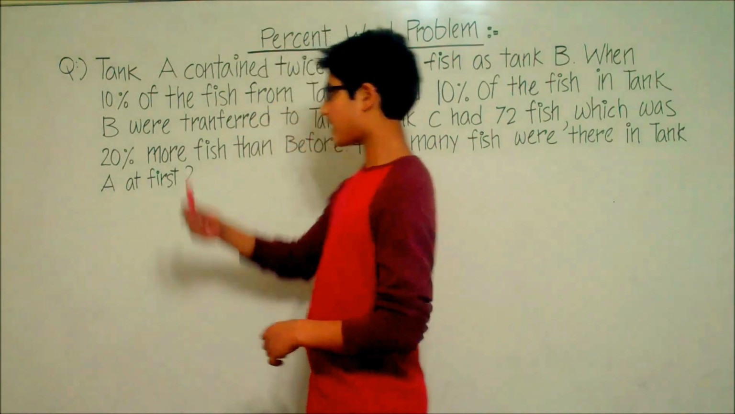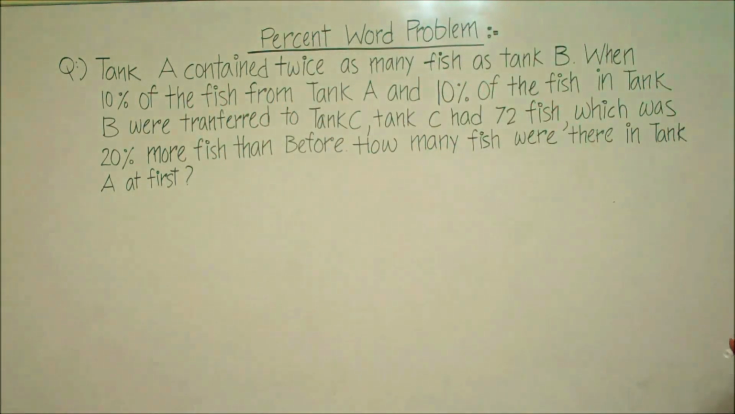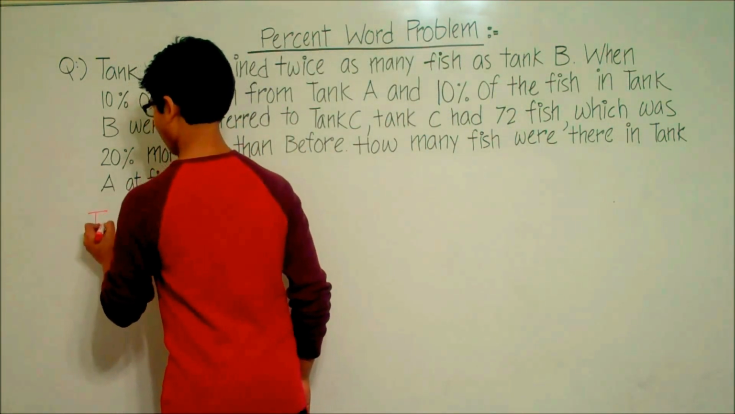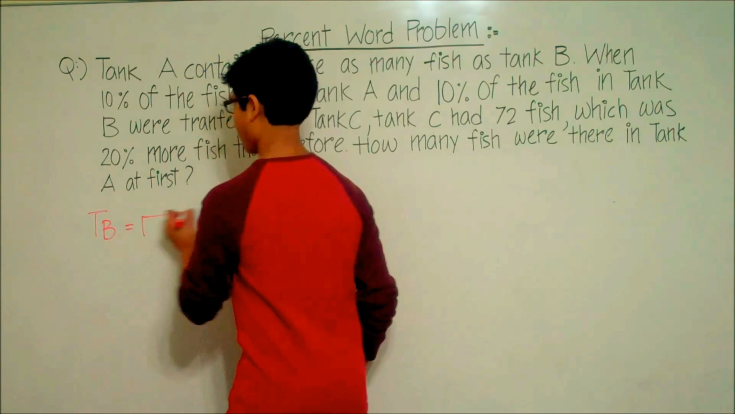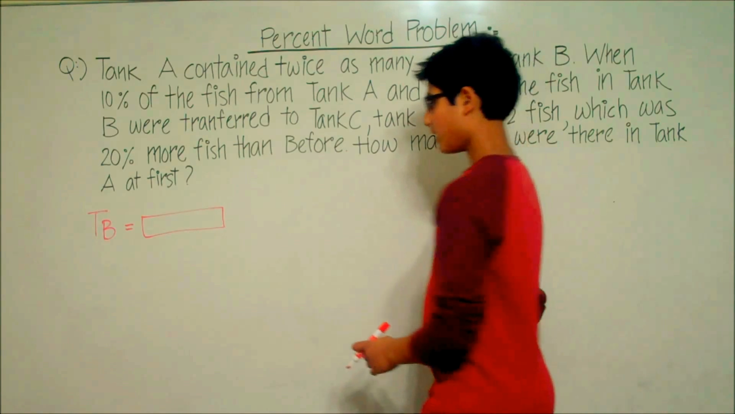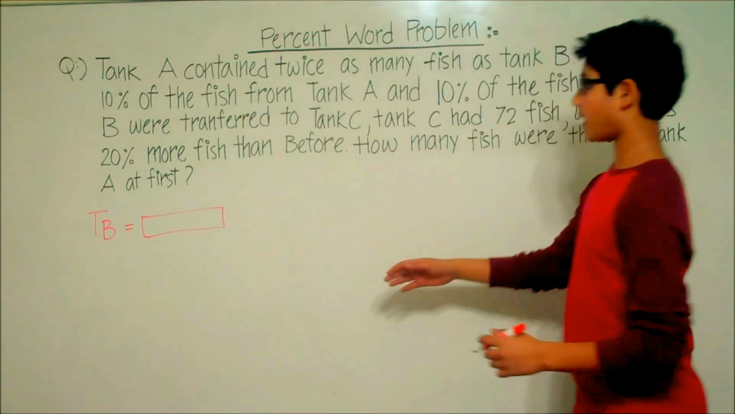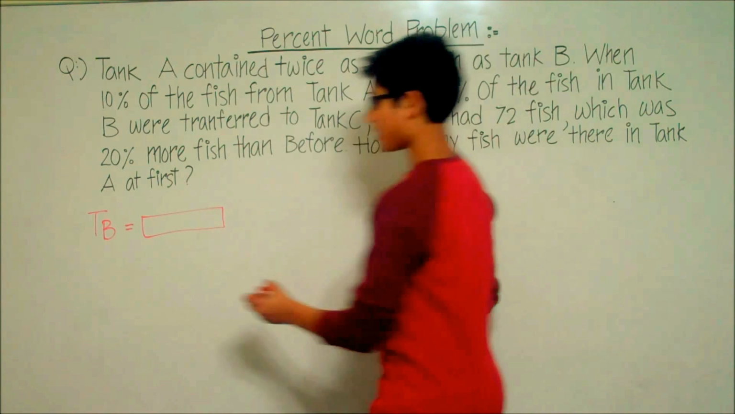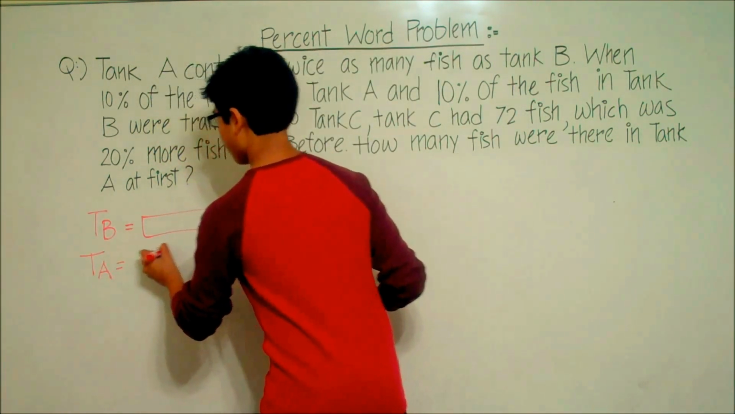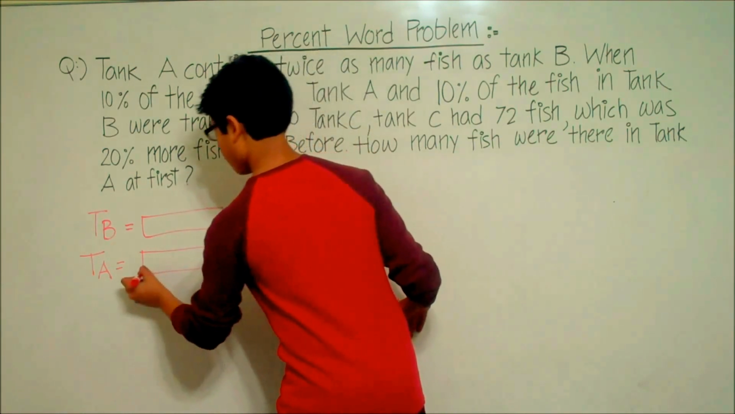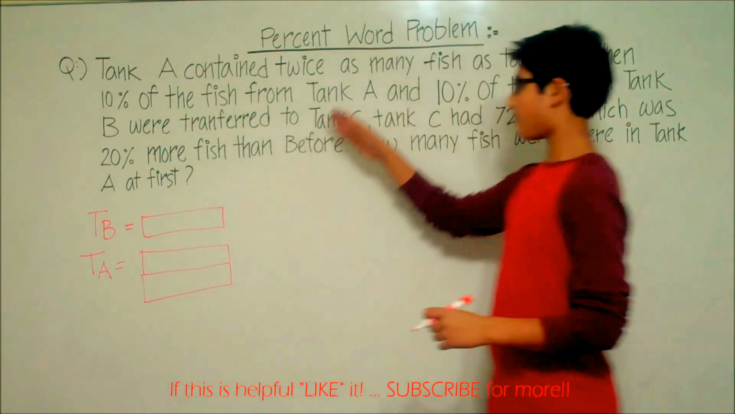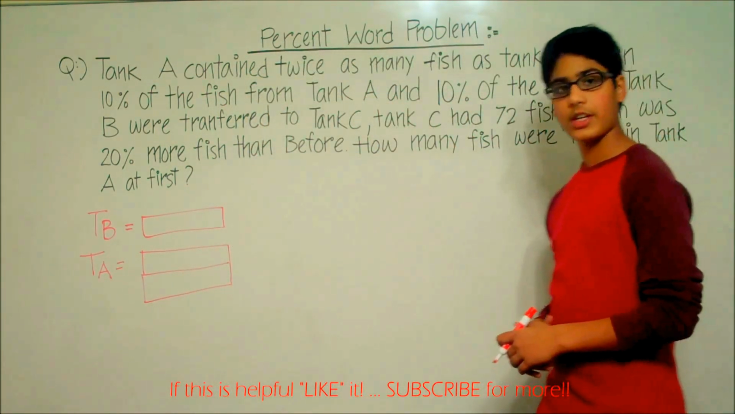Now the problem states that Tank A contained twice as many fish as Tank B. So let's first draw Tank B. So Tank B, T for Tank, B for B, let's say had this many fish. So this means, before 10% of the fish was transferred, Tank A had this many fish before the 10% of the fish from Tank A were transferred.